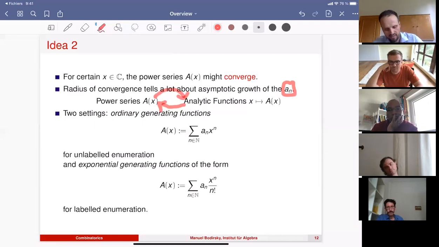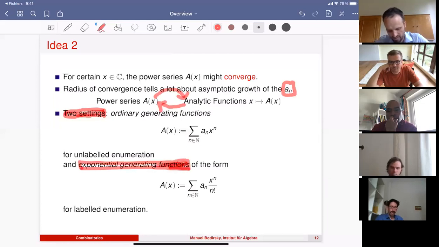I should say, when I say radius of convergence, it's important to note that there are two settings, which I have already mentioned: labeled enumeration and unlabeled enumeration. For certain enumeration problems, the radius of convergence will be 0, and then this method is boring. So very often in this setting, we work with the exponential generating function. This happens for labeled enumeration problems where we have a little n factorial in the denominator. And then the radius of convergence tells you a lot about asymptotic growth.